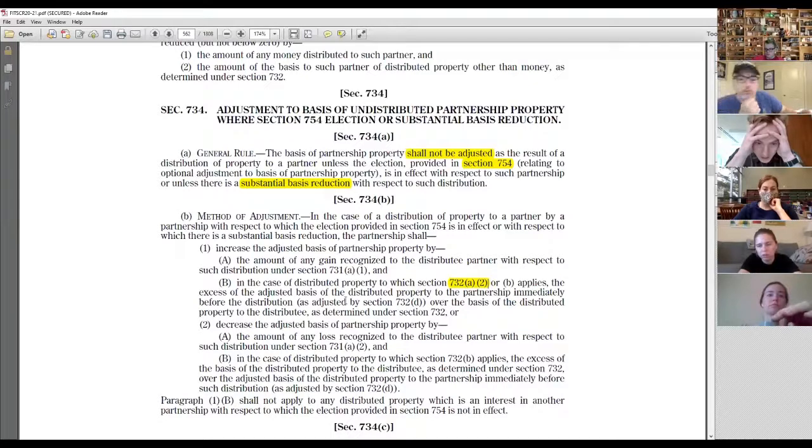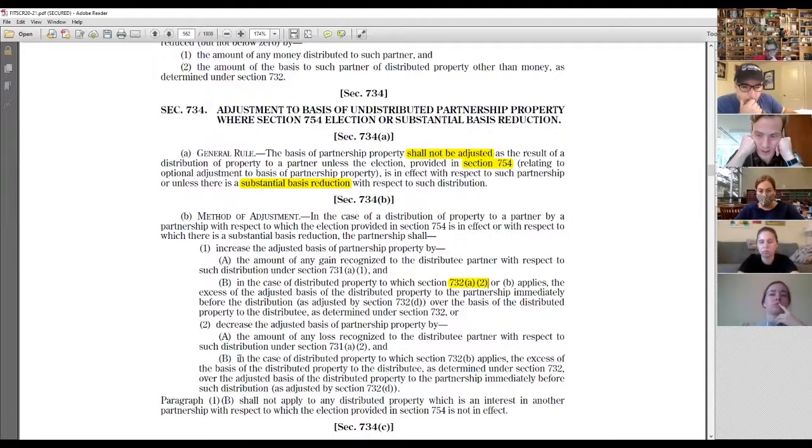Now we have potential decreases, but these are not going to be applicable with respect to non-liquidating distributions, because we have a decrease when a distributee partner recognizes a loss. Well, remember, in a non-liquidating distribution, there is no loss recognized by a distributee partner. In general, we're going to see that you only have a loss when a distributee partner receives exclusively cash in a liquidating distribution. And if the cash is less than the partner's outside basis, then that excess is going to be a loss. And if we did have that, then we're going to reduce the inside basis of partnership property by the amount of that loss.